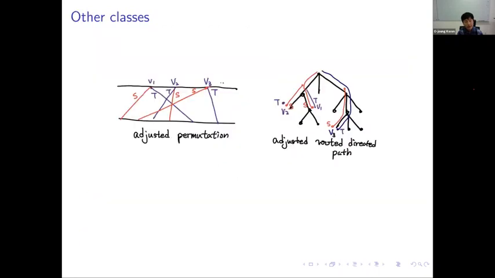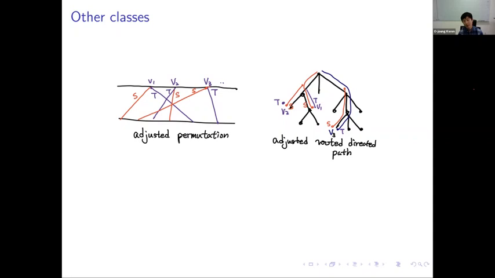Okay, other classes, I just want to shortly mention. Adjusted permutation graphs are permutation digraphs where the source set and terminal set do not arbitrarily intersect, but they intersect on the first line. So we fix the first line and require that the source and terminal sets have to intersect at the first line. Because of this, you can guess how to give an ordering of the vertices, right? We just look at the appearance on the first line and give a linear ordering. So this will give a bound on the linear bi-mim-width.